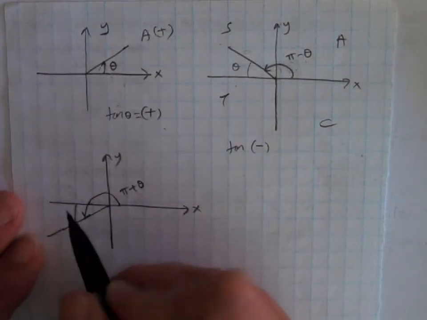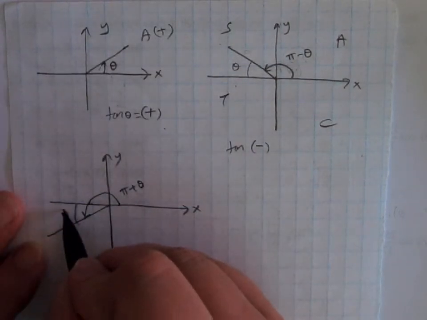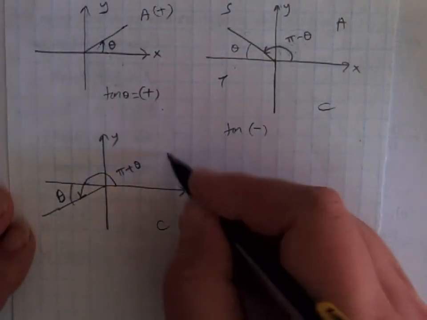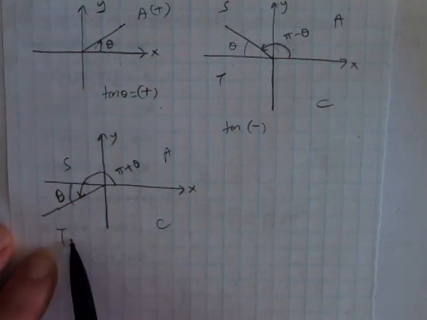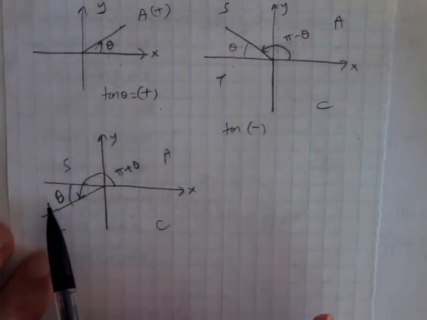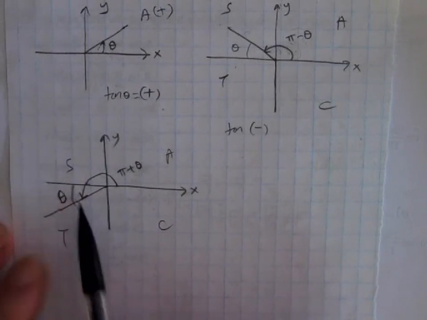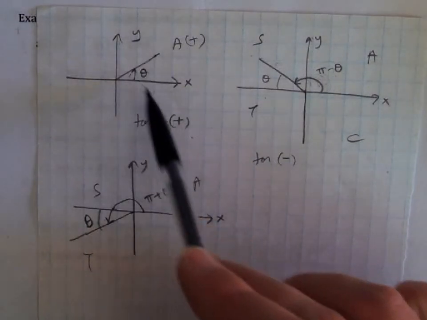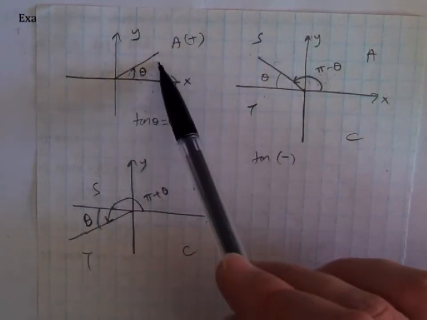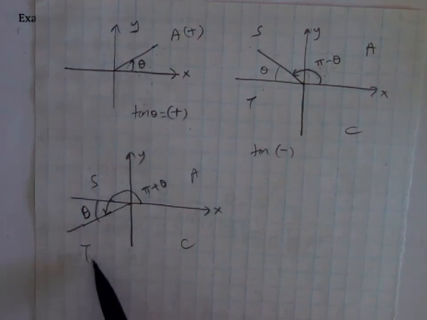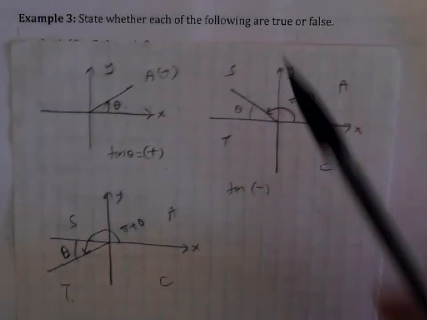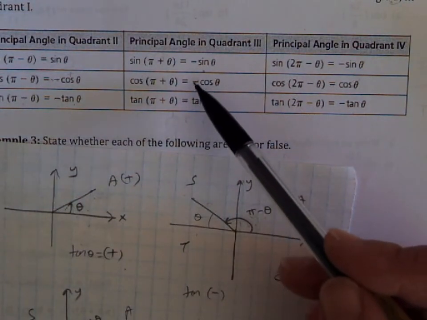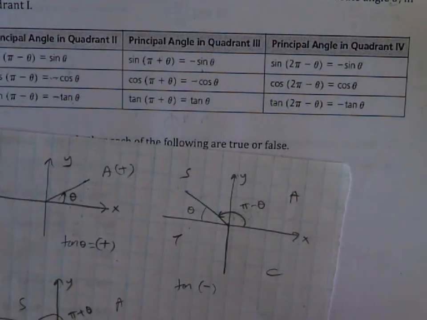Okay, and again the related acute angle is not beta, but we're just going to say it is theta. Alright, here let's write CAST. So you're comparing sine, cosine and tangent of this angle in quadrant 3 with sine, cosine and tangent of this angle in quadrant 1. These are all positive, and as you see, only tangent is positive in quadrant 3. Only tangent is positive, so that is equal to tangent theta, but sine and cosine are negative.